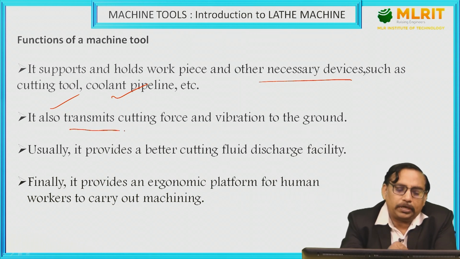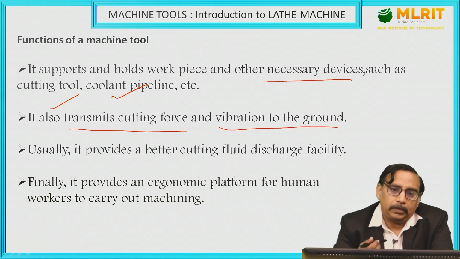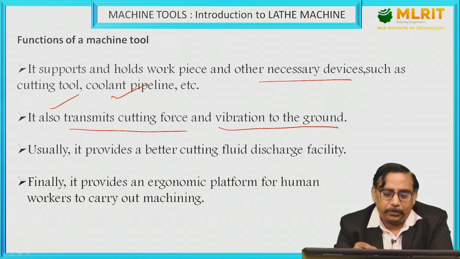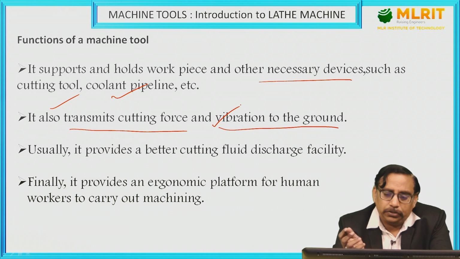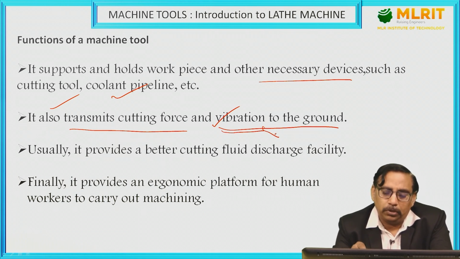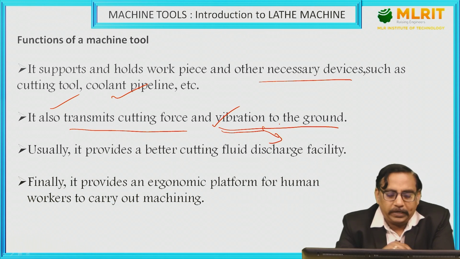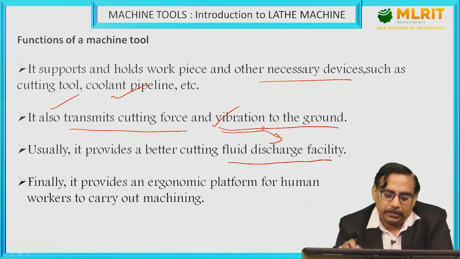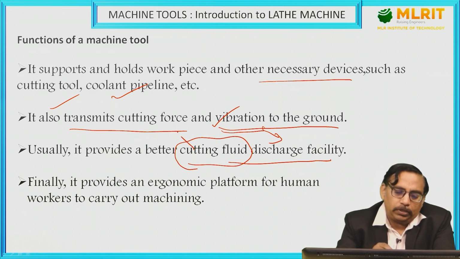It also should transmit cutting force and vibration to the ground. So when metal to metal interaction happens, there may be vibrations coming up, which is not desired for the shape of the material or for its surface finish. So the vibrations which are encountered should be absorbed to the ground through some pedestals or shock absorbers or something like that. Usually it provides a better cutting fluid discharge facility. This cutting fluid we will be calling coolant pipelines only, right?